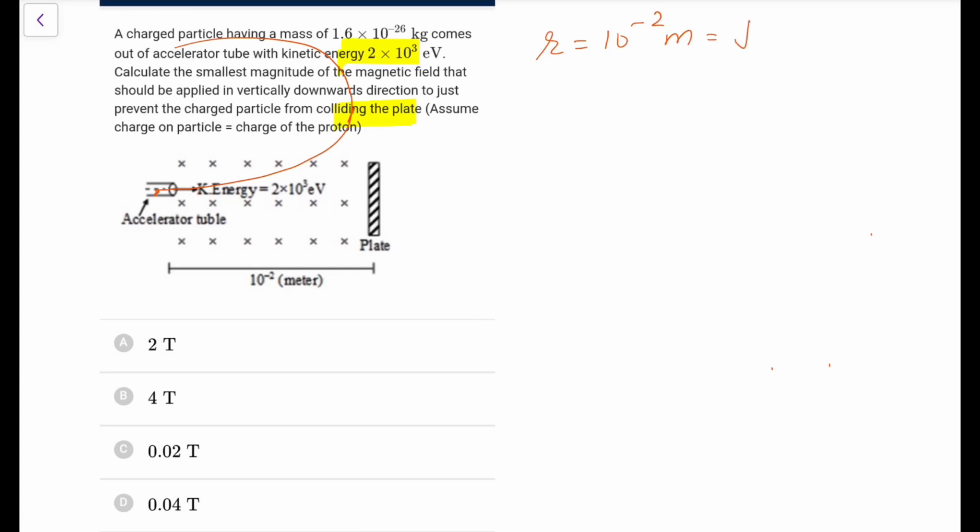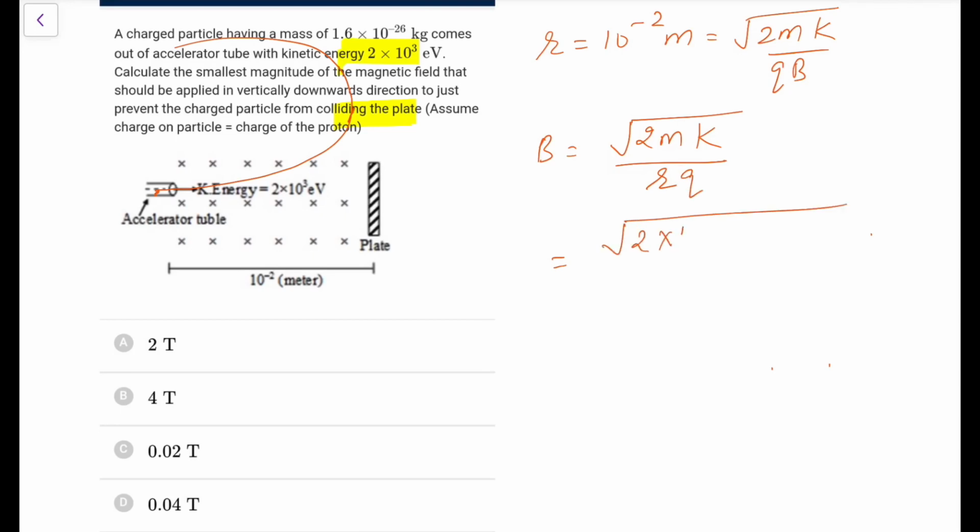And we know radius is root 2mK by qB. So I can write B as root 2mK by rq. So root 2m is what? 1.6 into 10 to the power minus 26. K is 2 into 10 to the power 3 eV.